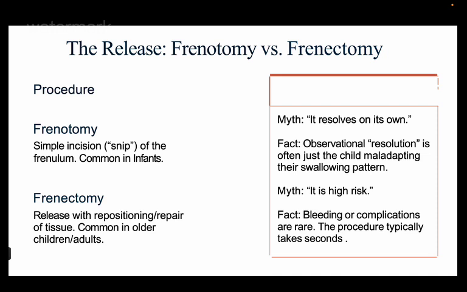So how do you treat it? The gold standard things we have to think about in frenal attachment: either you can go for a frenotomy if it is an infant or a child. A simple incision, a snip of the frenulum can be done, common in infants. Frenectomy is release with repositioning or repair of the tissues, common in older children and adults. The myth is that it resolves on its own, but the fact is that observational resolution is often just the child maladapting their swallowing pattern.